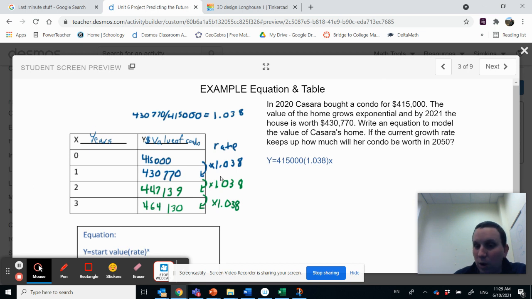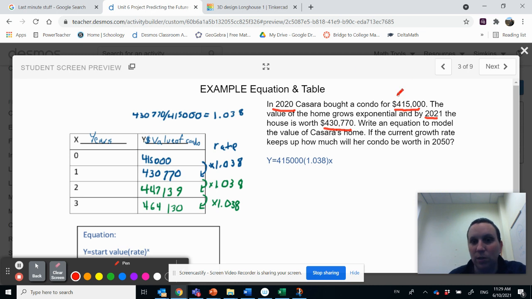So I'm going to basically recreate this table, but I'm going to do it on the next page. And I'm going to use these numbers, just like you'll use certain numbers from yours to do it. So there's the starting price, $415,000. That was in 2020. 2020 is going to be my year zero. That's where I put this $415,000. And then by 2021, it was $430,770. So I'm taking those numbers and putting them into the table on the next page.